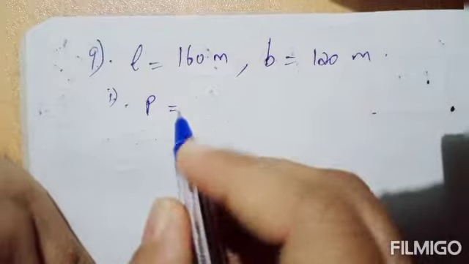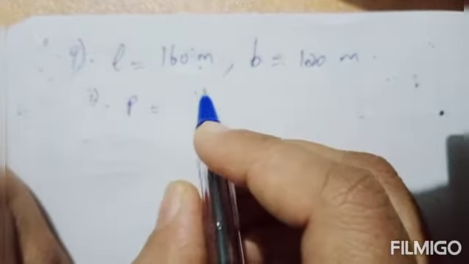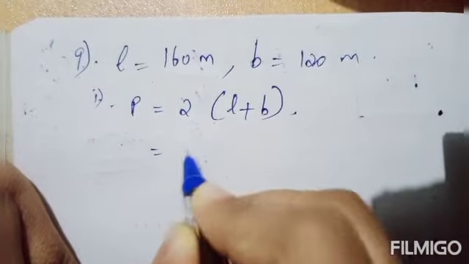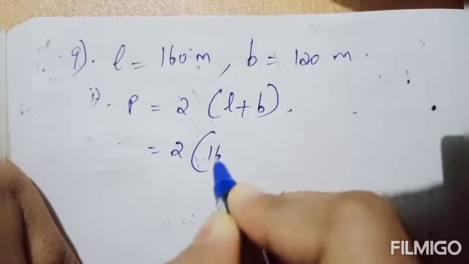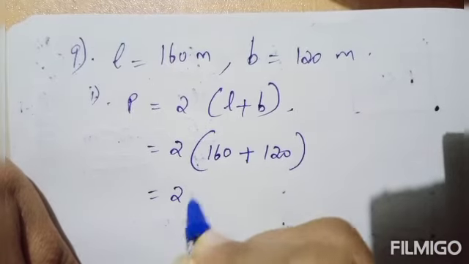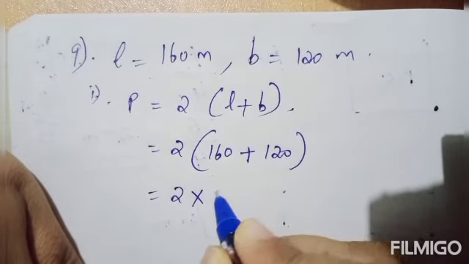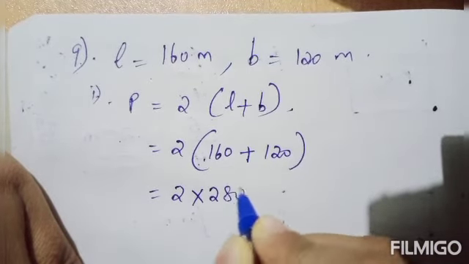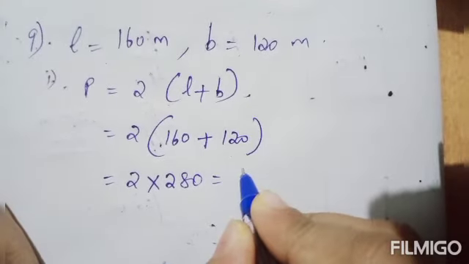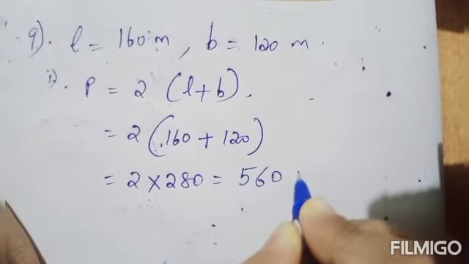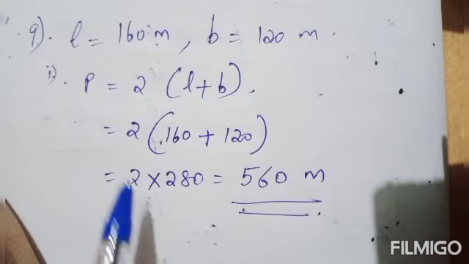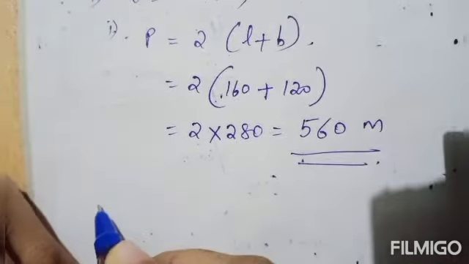So how can you find perimeter if length and breadth is given? It is 2 into (L plus B). Okay, so 2 into length 160 plus breadth 120. So 2 into what you will get, it is 280. Okay, 280 into 2 you will get 560 meter. Okay, this is the perimeter of rectangular field, 560.